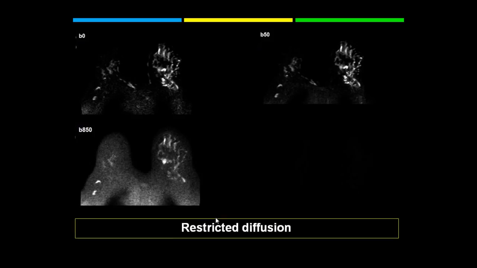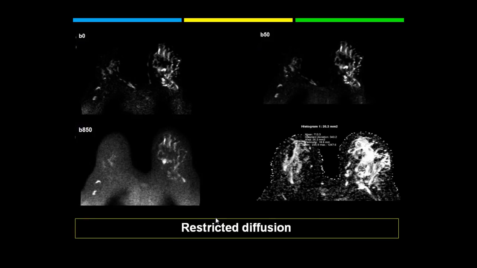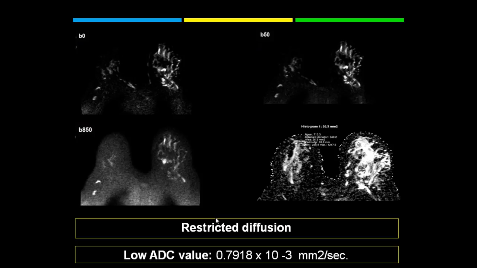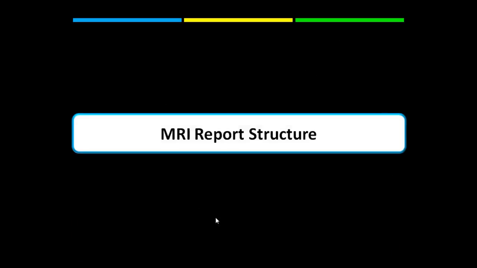Looking at the diffusion images, the lesion appeared dark on the B0, B50, and B850, and that means it is restricted. When we measured the ADC value, it was 0.7. That is a low ADC value because the cutoff value between benign and malignant is around 1.2. And so a biopsy was taken, and this case was an invasive duct carcinoma.